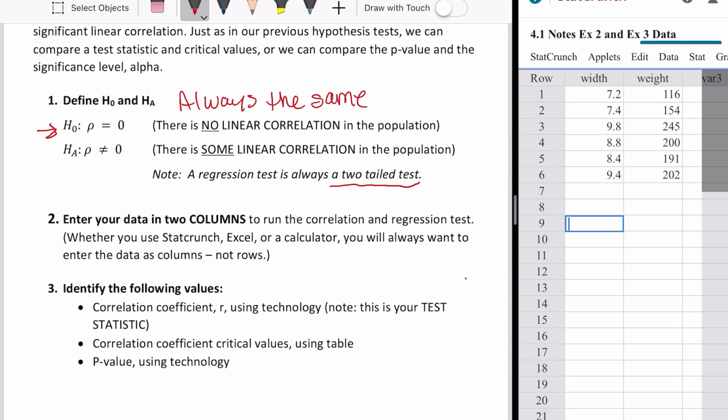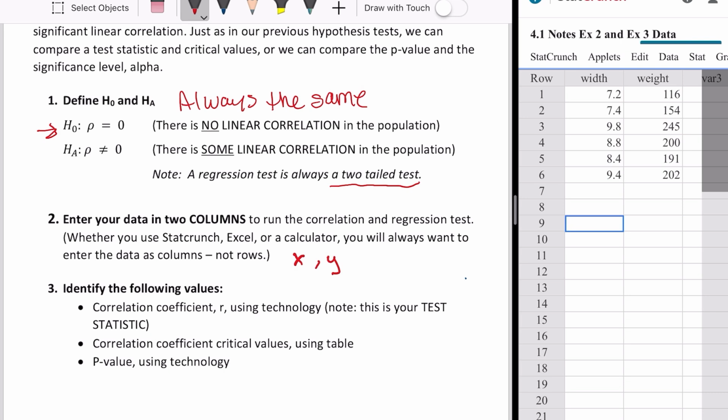So after you define your null and alternate hypothesis, you want to enter your data in 2 columns. You're going to have an X column and a Y column. Regardless of whether you're using StatCrunch or a calculator or Excel, you're always going to want to enter that data as columns. The only reason it's in rows is to save space on the paper. So in your homework and in your notes, you're going to see the X and the Y's listed in a row. You're going to type them into StatCrunch in a column.